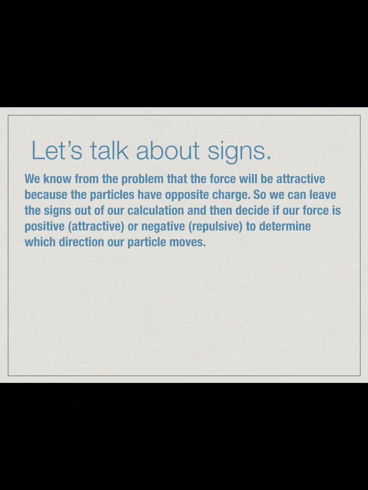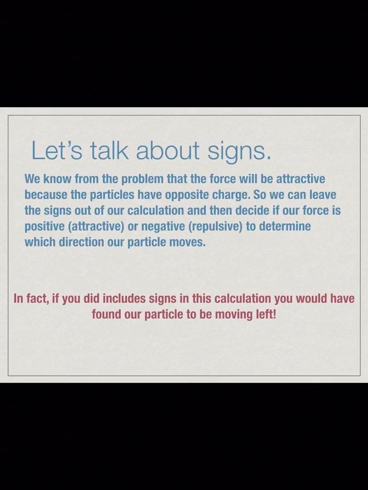We know from the problem that the force will be attractive because the particles have opposite charge. So we can leave the signs out of our calculation and then decide at the end if our force is positive or negative to determine which direction our particle moves. Our particle will be moving to the right because it is being attracted to the particle that is on the right. In fact, if you did include signs in this calculation, you would have gotten a negative answer and found our particle to be moving to the left, which is incorrect.